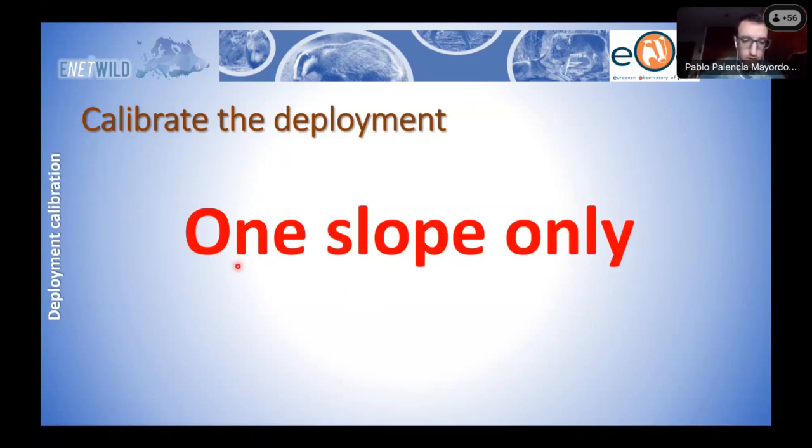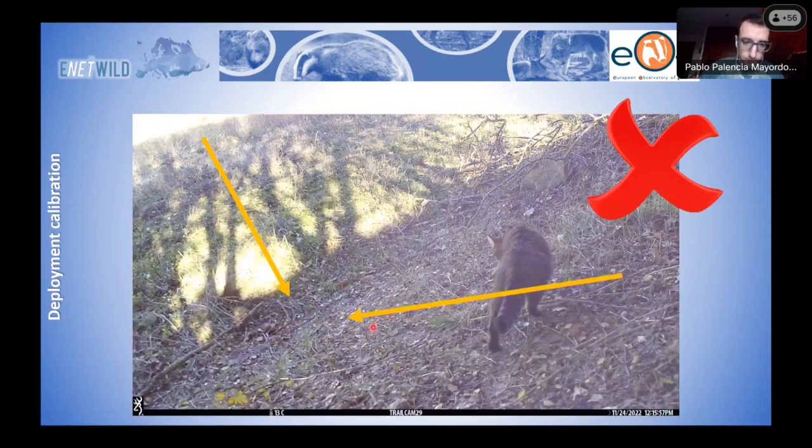At this point, and Tancredi already mentioned something about that, but I think it is important to repeat. We need one slope only in front of the camera. For instance, in this case, you can see that the arrows represent two slopes, one from the right side to the left side of the picture, and another from the upper left side to the bottom right side of the picture. So this is definitely not a good place to use photogrammetry because we will obtain a strong bias. Okay, so we need only one slope in front of the camera.